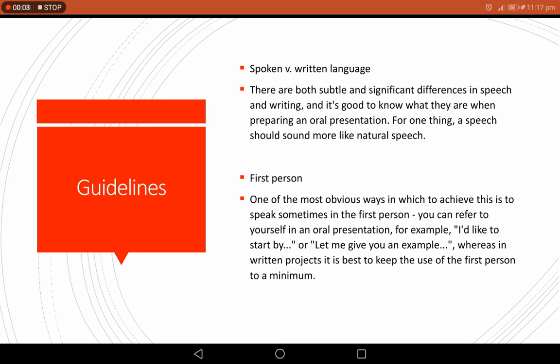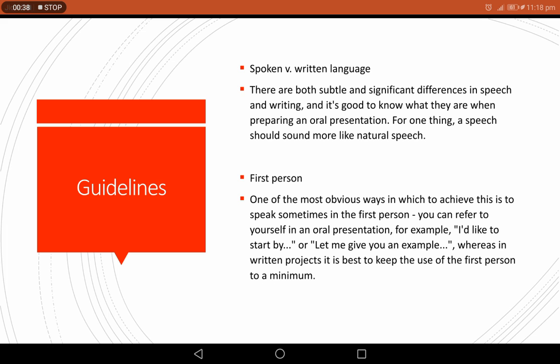Now let us try to follow some guidelines for a successful presentation. There are both subtle and significant differences in speech and writing, and it's good to know what they are when preparing an oral presentation. One thing is very sure: when you are presenting orally, it should sound more like natural speech. There must not be any dramatization.